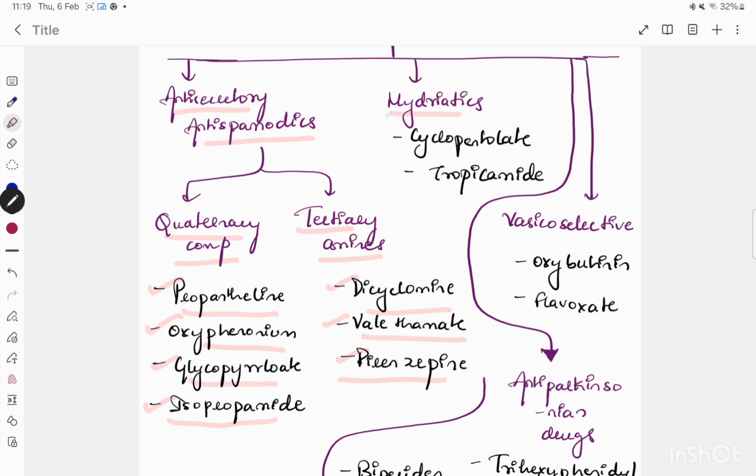In mydriatics, what do you mean by mydriatics? Mydriatics is nothing but dilation of the eye. The drugs that help in the dilation of the pupil are known as mydriatics. You have cyclopentolate and tropicamide. And vesicoselective means they act particularly on the urinary bladder. Those drugs are oxybutynin and flavoxate. These all are anticholinergic drugs, yeah.